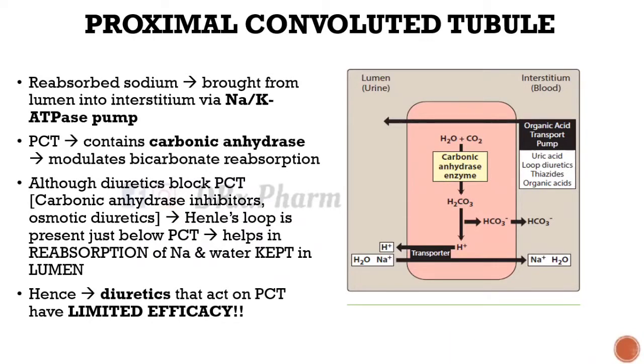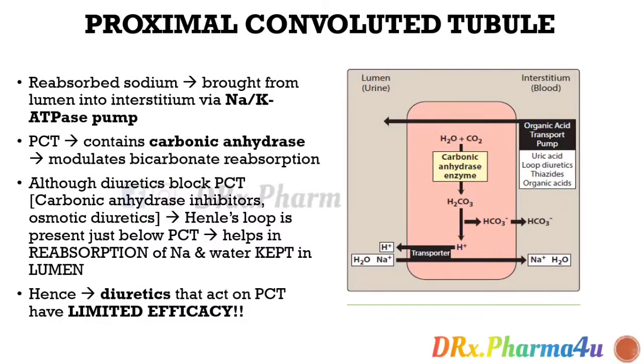Although diuretics block the PCT, the Henle's loop is present just below the PCT. If you open the image of a nephron, you can see very well that first comes the proximal convoluted tubule, then below comes the descending loop of Henle, then comes the ascending loop of Henle. So even if a diuretic is blocking the reabsorption in the proximal convoluted tubule, the elements are in urine, but it is still going through the Henle's loop. First it goes through the proximal convoluted tubule, then it goes into the descending loop. So there is a chance of reabsorption taking place in the Henle's loop also. These diuretics are not blocking the Henle's loop. They are only blocking the proximal convoluted tubule. So whatever is going into the lumen will go down and get reabsorbed in the Henle's loop. So the diuretic efficacy cannot be achieved.